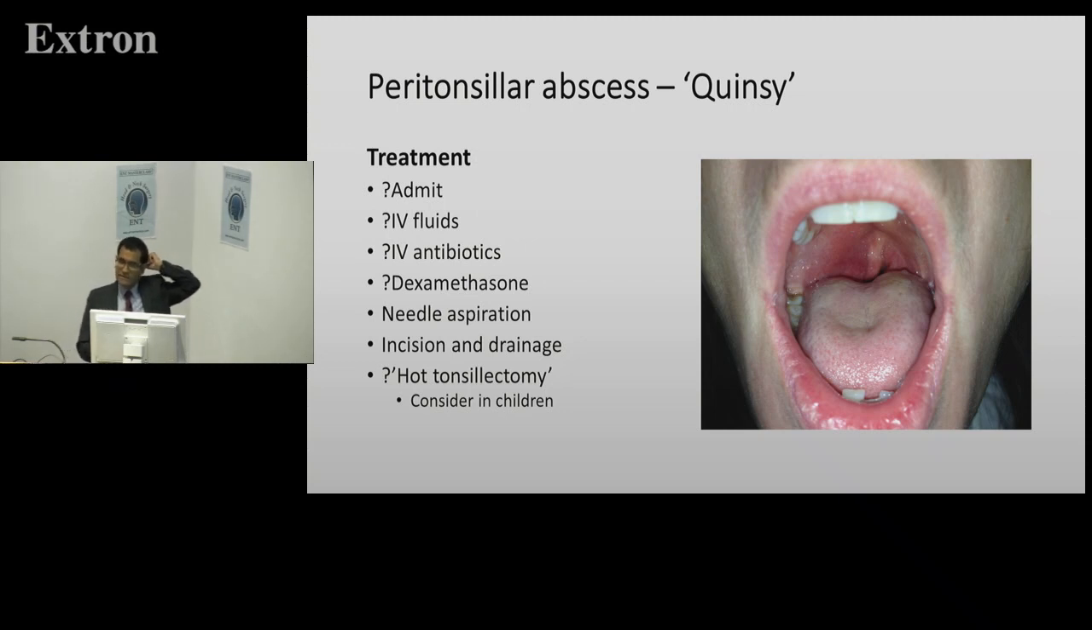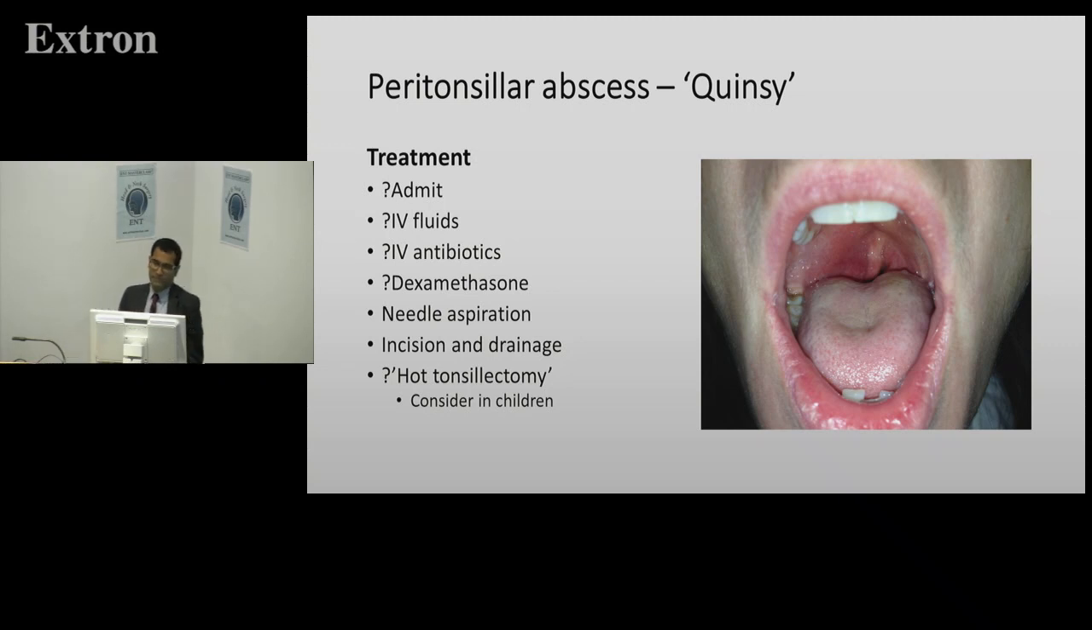So how do we manage these? Do we necessarily need to admit them if they're well? These are often young people, so if they're well, without any features of sepsis, do you necessarily need to admit them? Do they need IV fluids? Do they need IV antibiotics? Do you give them steroids? These are all questions that I suppose you ask yourself when you see them.